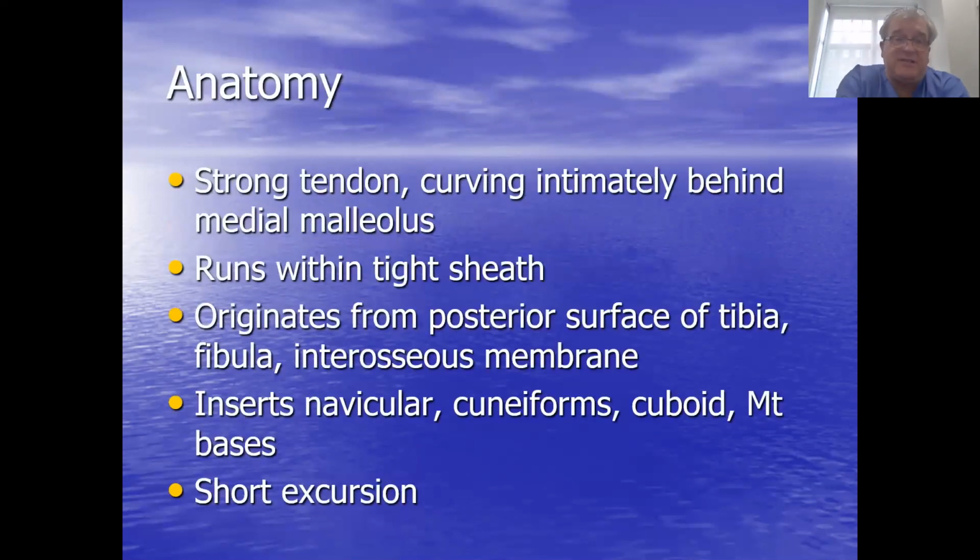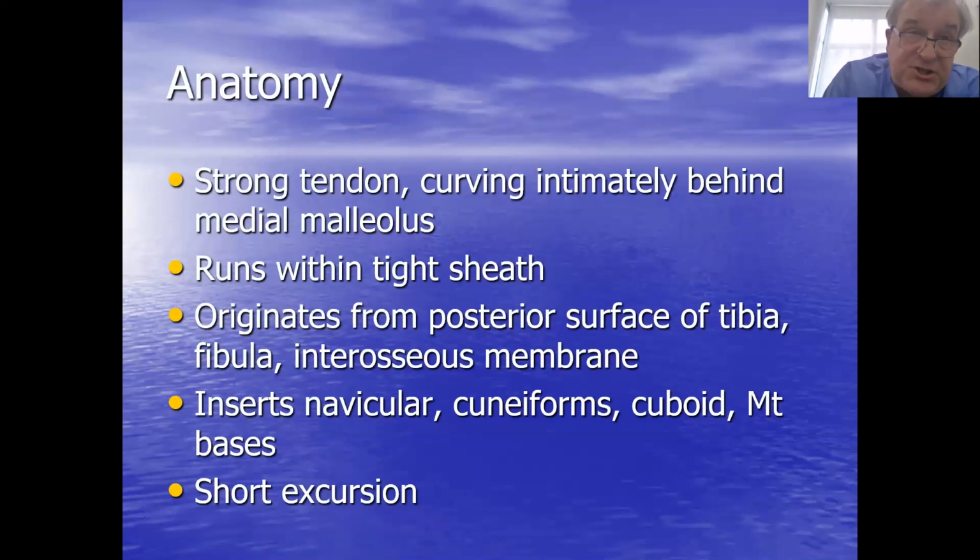So what's the anatomy of this tendon? It's a strong tendon, and it curves strongly and tightly behind the medial malleolus within a pretty tight sheath. The sheath is extremely tight behind the medial malleolus, and it gets a bit more roomy below it. It's got a broad origin and a broad insertion, originating from the posterior surface of the tibia, the fibula, and the interosseous membrane. And as you can see, it has multiple insertions into the bones of the midfoot, most notably the medial tuberosity of the navicular.